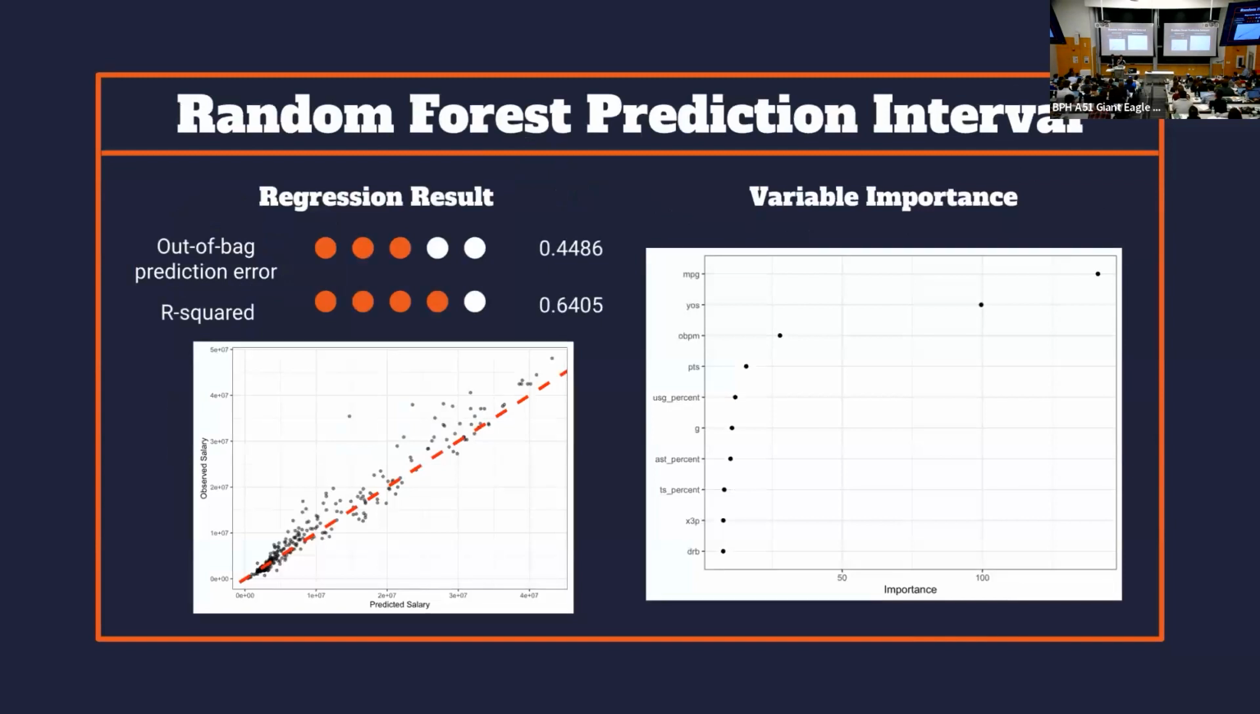So our result shows that for the random forest prediction interval, the overall model fit is good because it produced an out-of-bag prediction error of 0.44 and an R-square of 0.64. And on the right is a list of variables ranked on their importance for predicting salaries. There are some interesting findings, that some of the variables that people generally might not think contribute to predicting salaries, such as the number of years a player has played in the league.